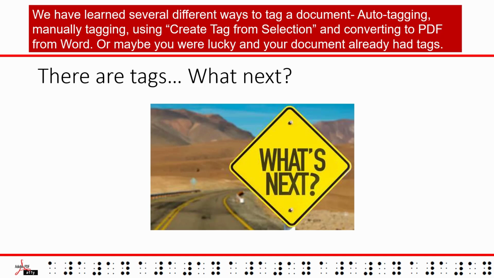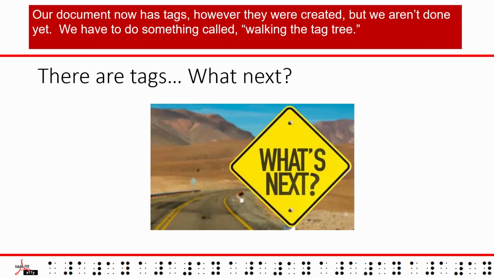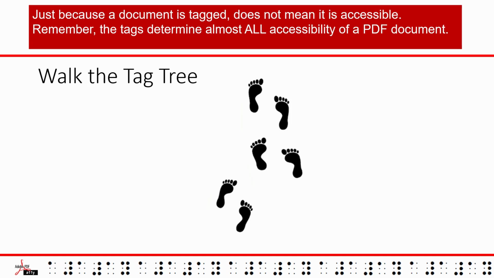We have learned several different ways to tag a document: auto-tagging, manually tagging, using Create Tag from Selection, and converting to PDF from Word. Or maybe you are lucky and your document already has tags. Our document now has tags, however they were created, but we aren't done yet. We have to do something called walking the tag tree. Just because a document is tagged does not mean it is accessible. Remember, the tags determine almost all accessibility of a PDF document.